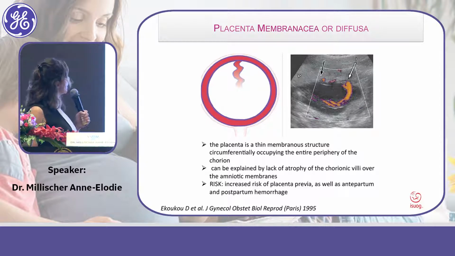The particularity of this placenta is that there's some thin membranous structure which lies circumferentially, occupying the entire periphery of the placenta, of the uterus.